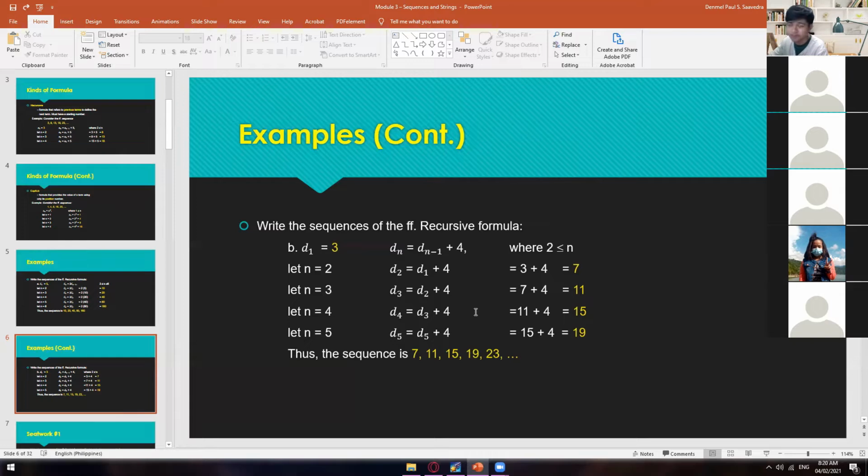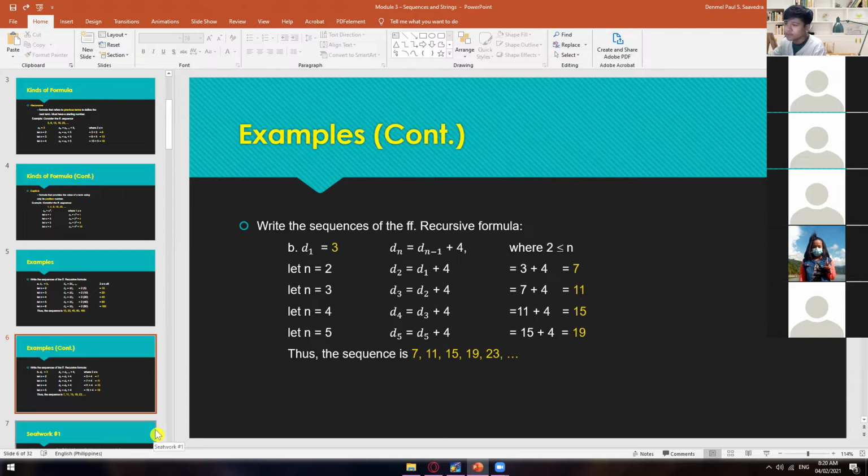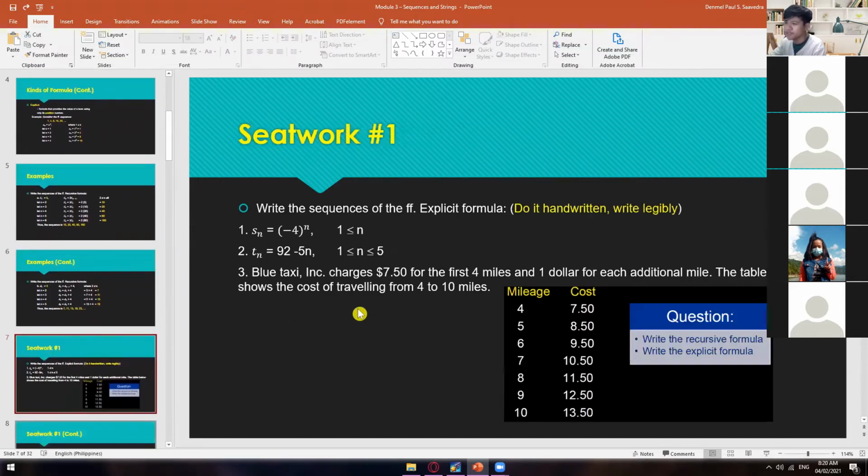In recursive, the first things that you need to look at are the starting point, then the formula, and then the last one is the range, or where you are going to start. In here, you're going to start at 2. All right. Once you're done understanding those examples, of course you're going to have a seat break.